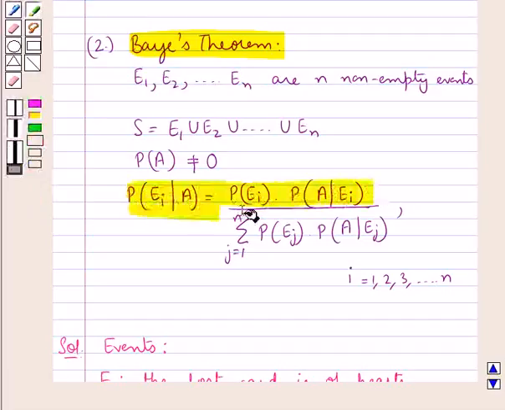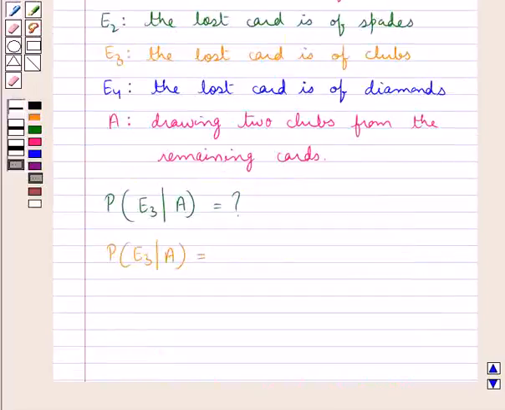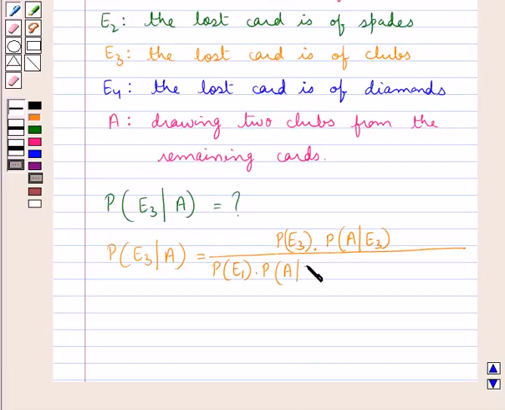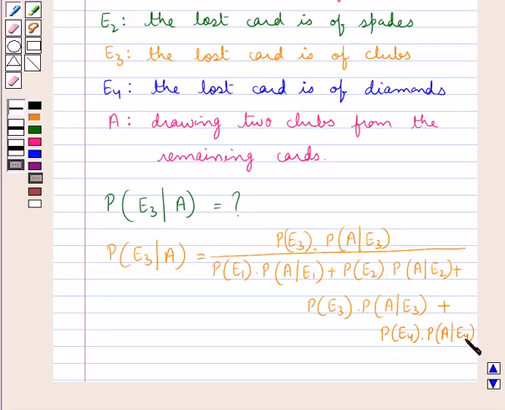that is, using this formula, we can find out the probability of event E3 given that event A has already occurred would be equal to probability of event E3 into probability of event A given that event E3 has already occurred, this upon probability of event E1 into probability of event A given that E1 has already occurred, plus the probability of event E2 into probability of event A given that E2 has already occurred, plus probability of event E3 into probability of event A given that E3 has already occurred, plus the probability of event E4 into probability of event A given that E4 has already occurred.